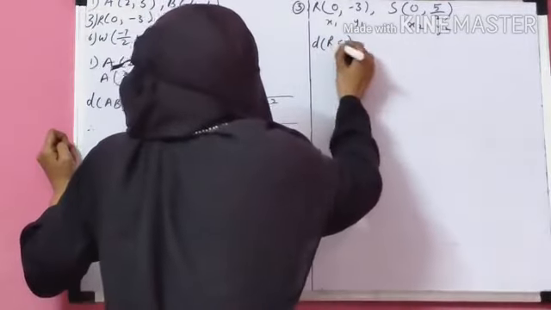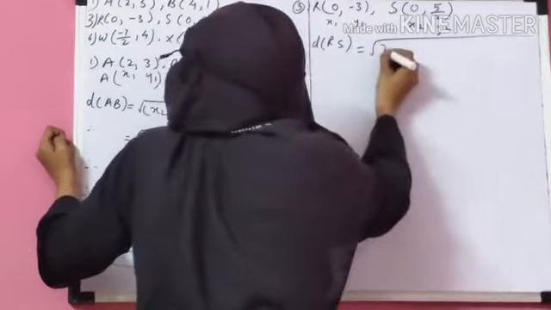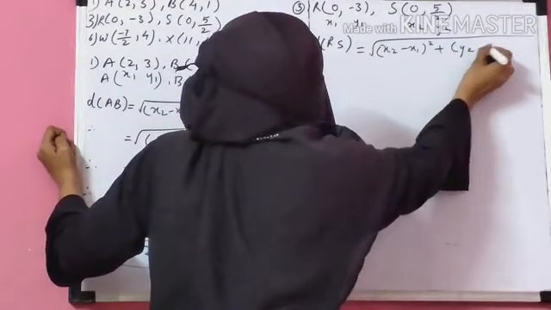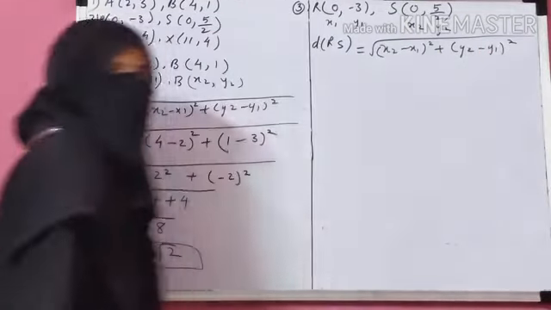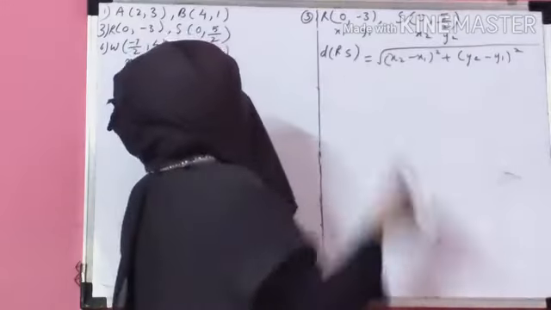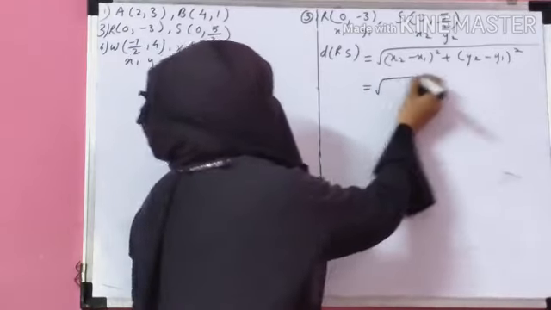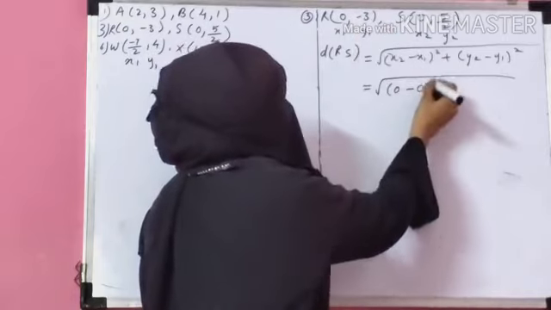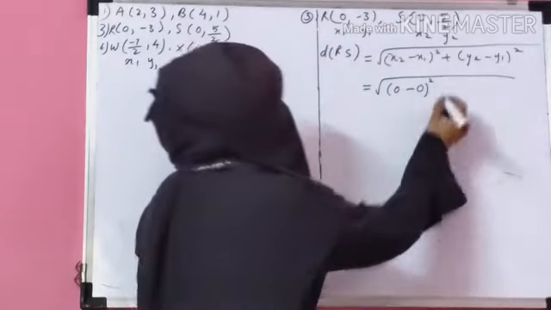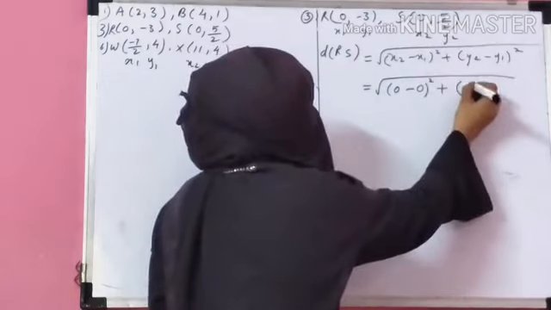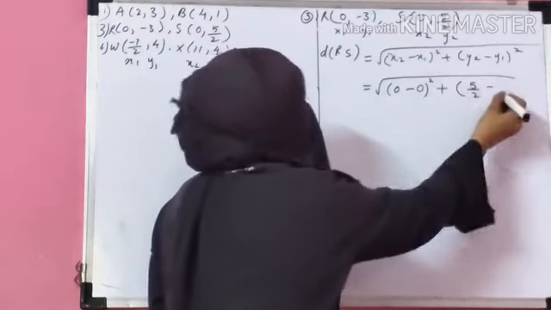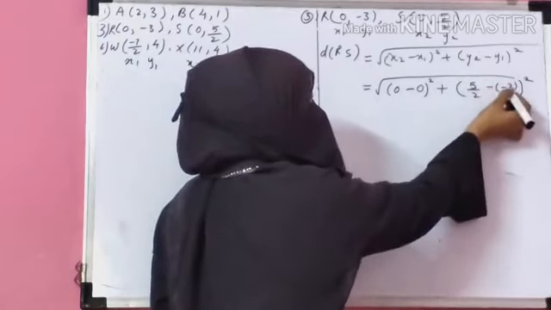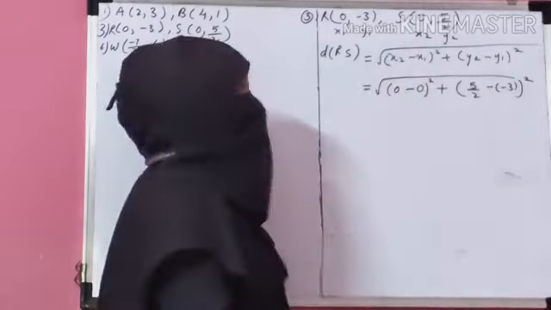Distance between point RS is equal to under root (x2 minus x1) whole bracket square plus (y2 minus y1) whole bracket square. Okay. Now substitute the values. Under root, x2 value is 0 minus x1 value is 0, (0 minus 0) whole bracket square, plus y2 value is 5 upon 2 minus y1 value is minus 3, whole bracket square. This minus is from formula. This minus is from coordinate y1, minus 3.